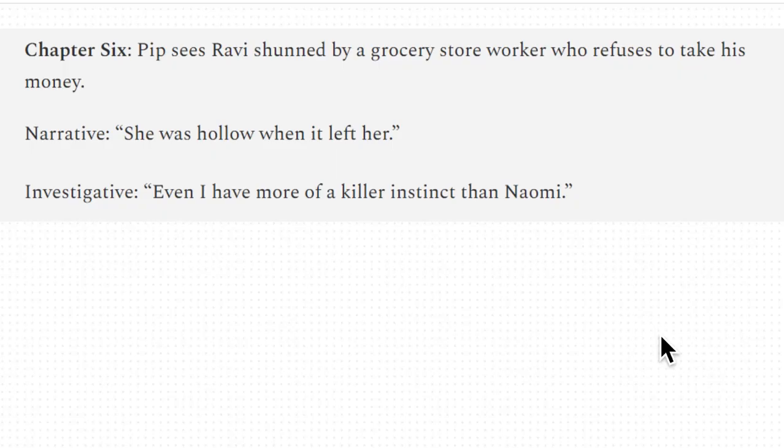This scene is an emotional gut punch where the stakes are raised again and again. We have that appeal to those universal human values. Sal's family continues to be ostracized and isolated from the community. If Sal is innocent, these actions are terribly unfair. We also just see how this family is so broken and how this town is treating them. And again, that's that emotional connection. Investigative line is, even I have more of a killer instinct than Naomi.